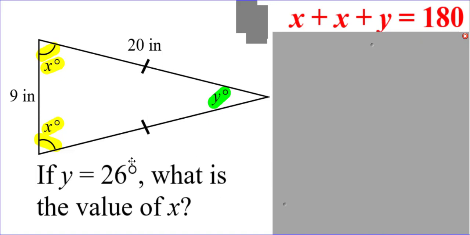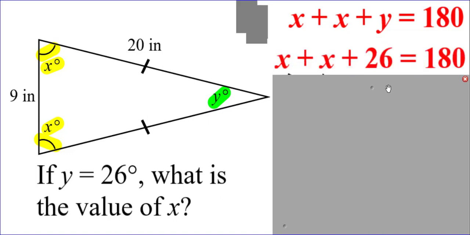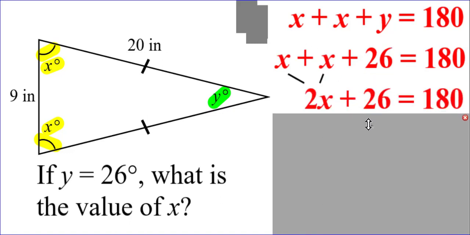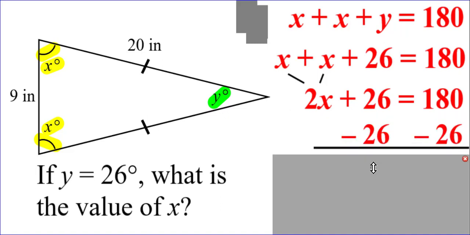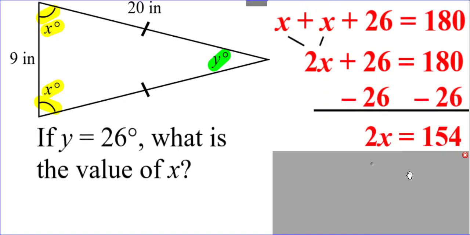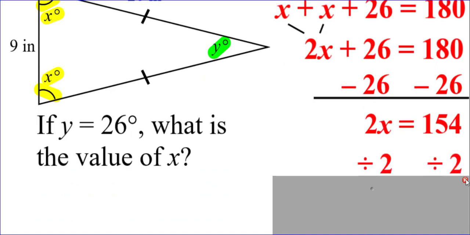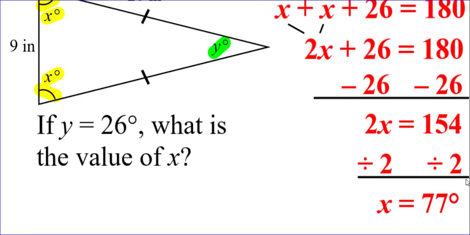However, we were just told that y is 26 degrees, so we can substitute that in. We also know x plus x, they're like terms. We can add them together and get 2x. And now we can solve this equation using inverse operations like we have learned before. The inverse of adding by 26 is subtracting by 26. That gives us 154. And then the inverse of multiplying by 2, dividing by 2, and we can find that the answer for x is 77 degrees.